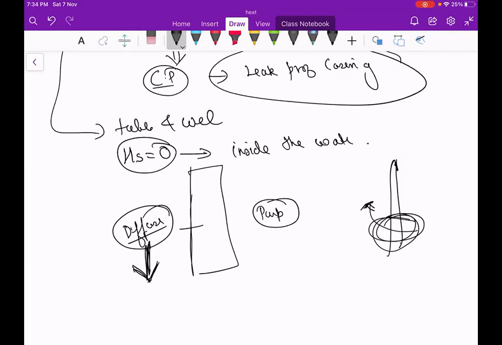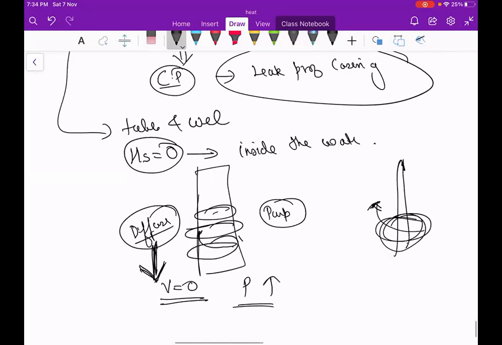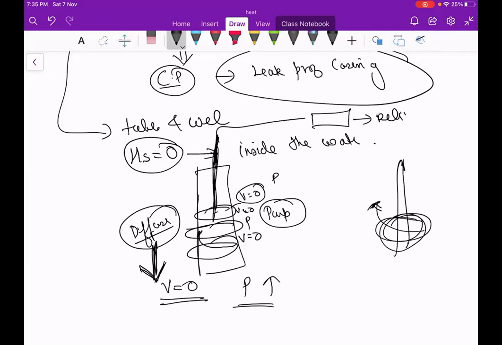But what the diffuser will do is make the velocity equal to 0. When velocity equals 0, your pressure is going to increase. So you have 3 to 4 diffusers in that. When it goes from one to the second diffuser, again velocity will be zero and pressure will increase. It will increase your pressure up to a certain point. After that, it will reach your destination, that is the delivery point.